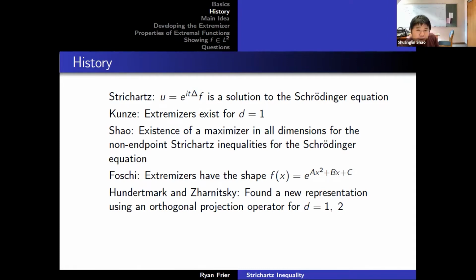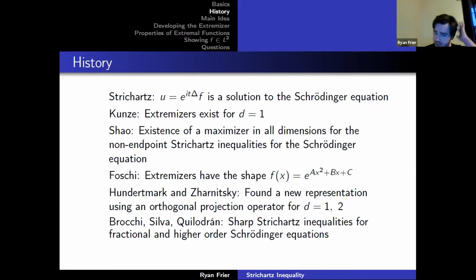So, Ryan, can you clarify what non-endpoint means? Non-endpoint? Yeah. Are you saying in this paper here? Yeah. Yeah, I forgot my results. So the existence of the maximizers for non-endpoint Strichartz, so there should be a p-value that this holds for, and it doesn't include the endpoint of that p-value, if I understand correctly. Okay. Yeah.